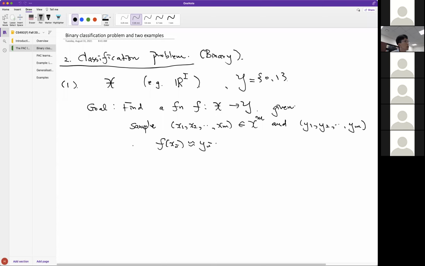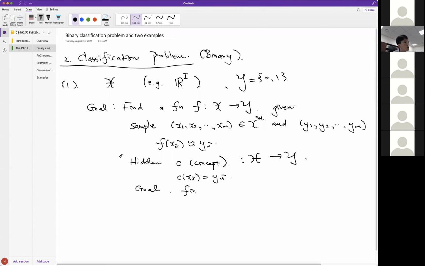Okay. But that's how the algorithm behaves. The real context is we are assuming there is a hidden function C, which is called the concept in the textbook, and this hidden function is a map from X to Y, and each of these yi is obtained by applying this hidden function, the concept. Then our goal is to find h, which is a map from X to Y. Let's use h instead of f. That is close, that is very similar to C. So that's what we want to do here.